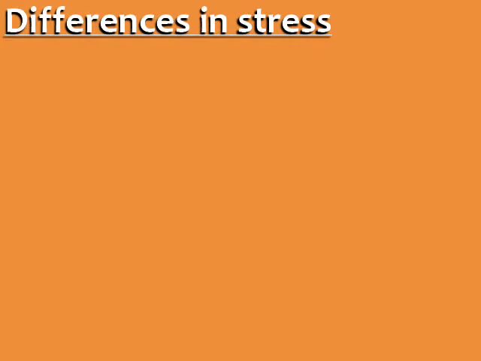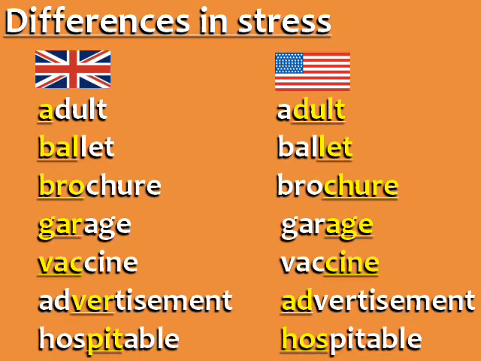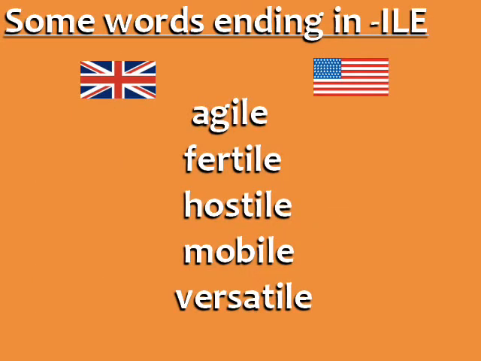British and American English have some differences in the stress of certain words. Listen to the pronunciation, first the British English and then the American English. Adult, ballet, brochure, garage, vaccine, advertisement, hospitable.